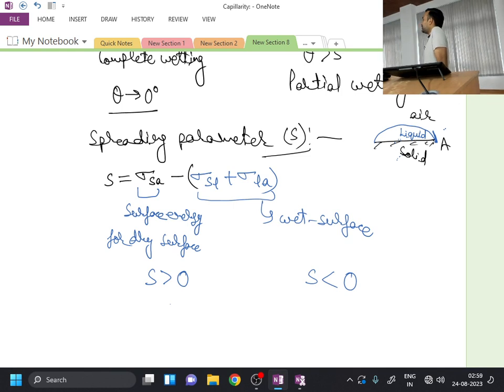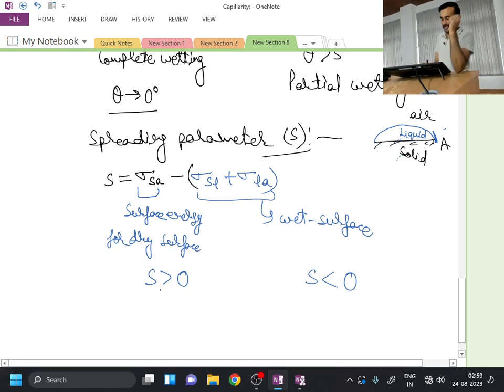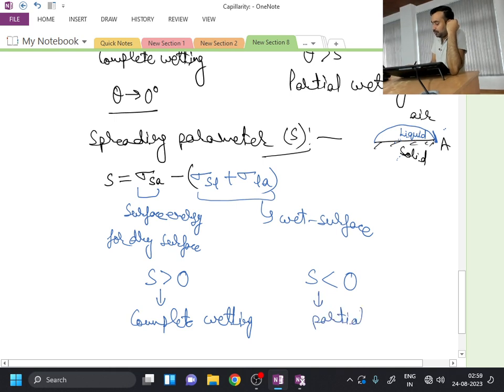When is S greater than 0 or smaller than 0? When S is greater than 0, we will be having complete wetting. And when S is less than 0, then we will be having partial wetting. Is this point clear?